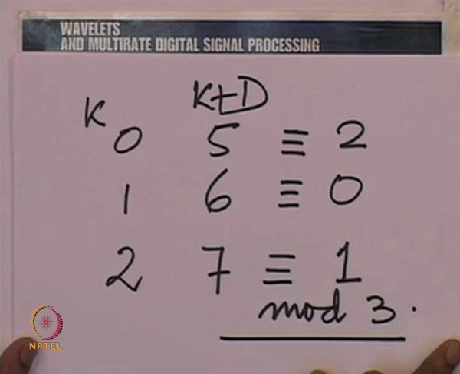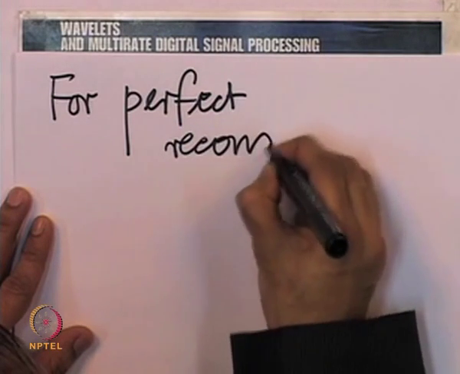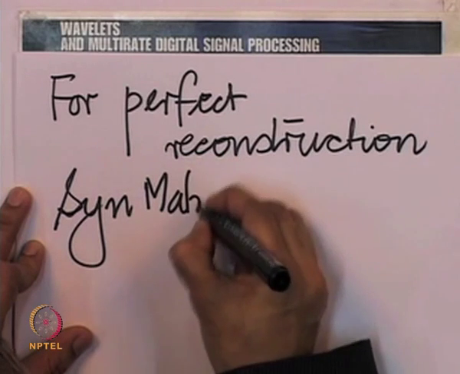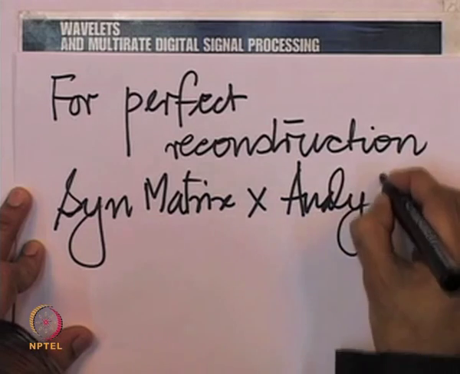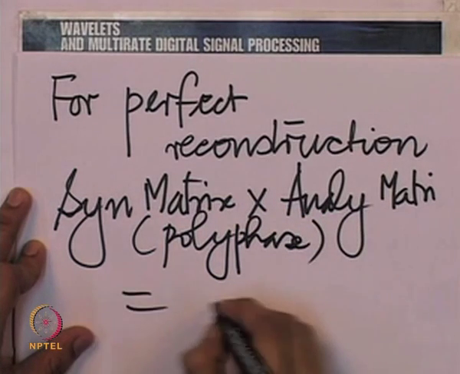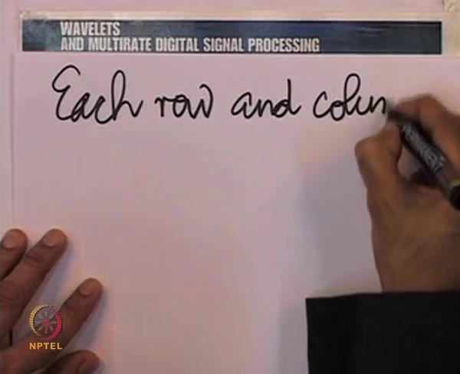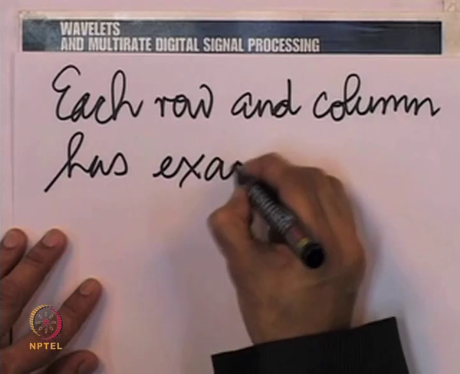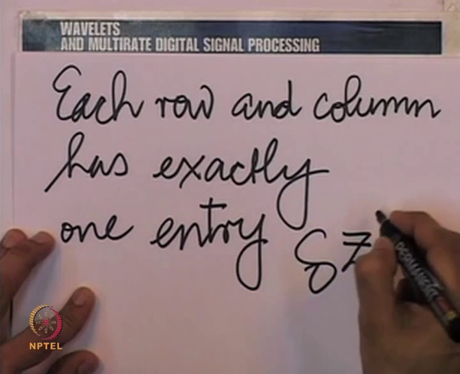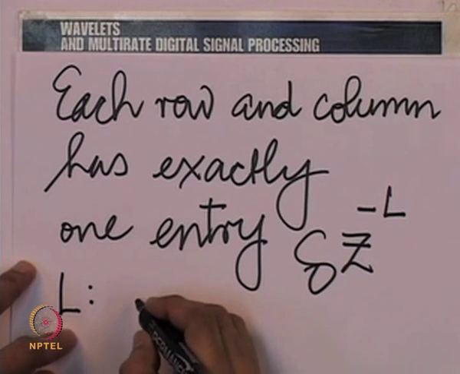Let us write it down explicitly. For perfect reconstruction, the synthesis polyphase matrix times the analysis polyphase matrix must be of the following form. Each row and column has exactly one entry of the form C0 z raised to the power minus L. L essentially comes from D, it depends on D.